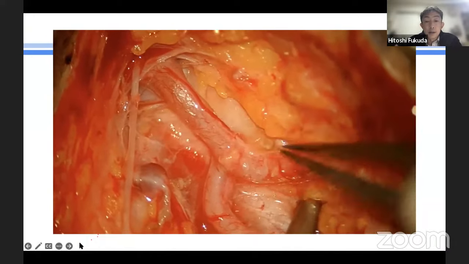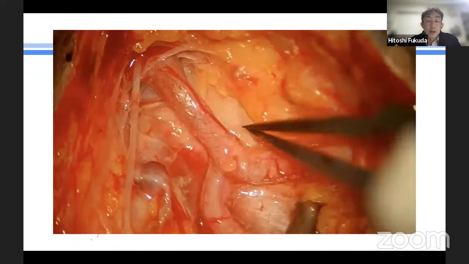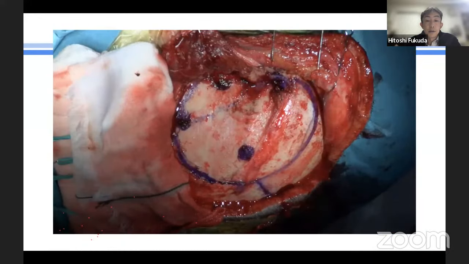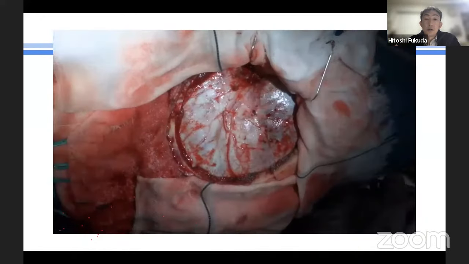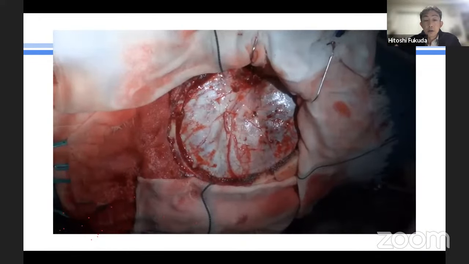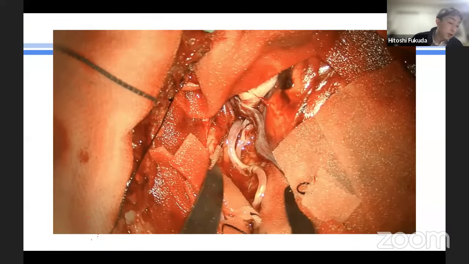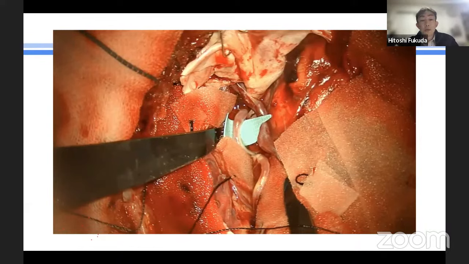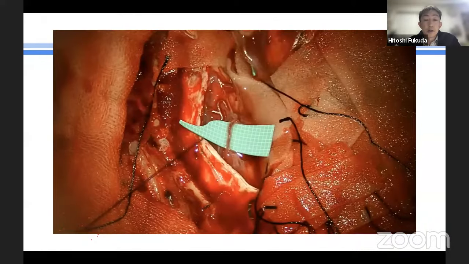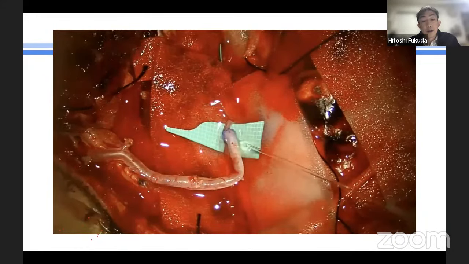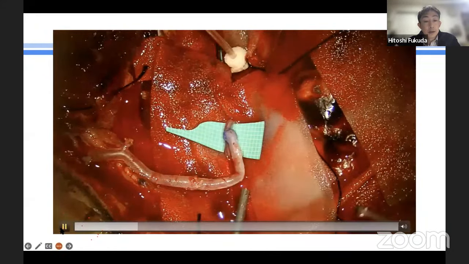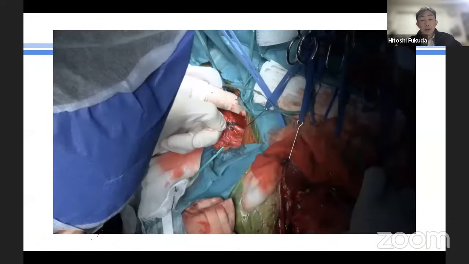This is a STA frontal branch and parietal branch. They are dissected. And then left frontotemporal craniotomy is made. In the Sylvian fissure, the M2 portion of the MCA is exposed like this. And this is M4, a superficial MCA. STA-M4 bypass is made and bypass is okay.